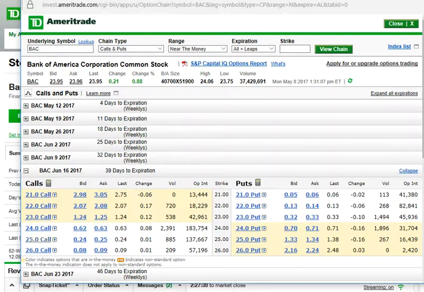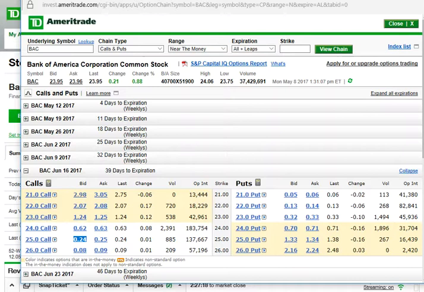If you bought this $25 call, you would only have to spend $24. And then if Bank of America went up to $25.24, you start to make money. But if you're wrong, you only lose $24. So there's a pro and a con to buying the out-of-the-money calls versus the in-the-money calls.